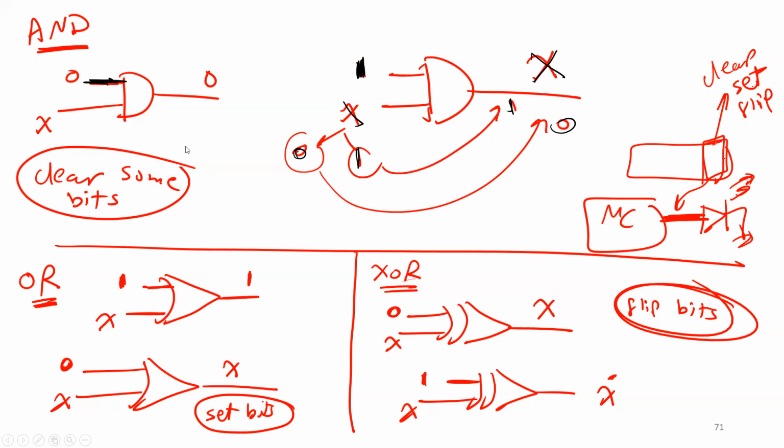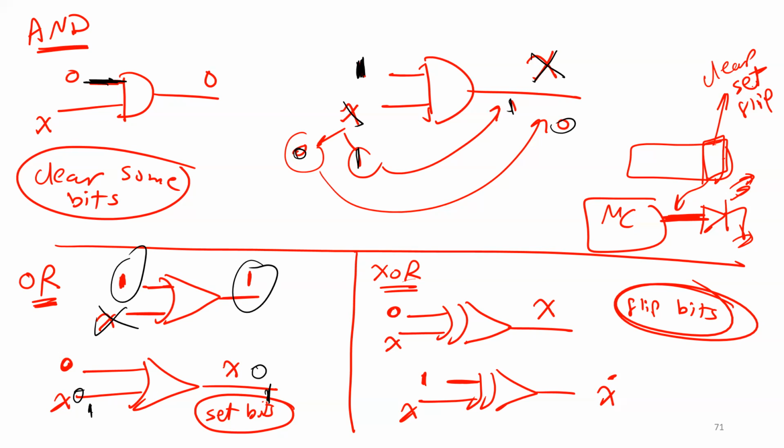Now let's look at how OR works. OR works this way, guys. If one input is 1, I'm going to give you 1 regardless of the value of the other one. So if one input is 1, the result is 1, regardless of what value is here. But if one input is 0, the output of OR should be equal to the other input. So this one should be X. That means if this one is 0, I'm going to get 0 here. If this one is 1, I'm going to get 1 here. Is that okay?